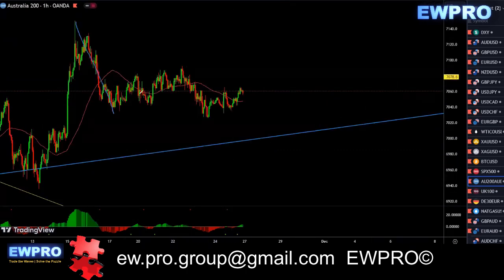On the H1, we got like 1, 2, 3 down with the bullish divergence. So it didn't give us a nice impulse up and correction to buy. But yeah, I'd be looking for the buys.